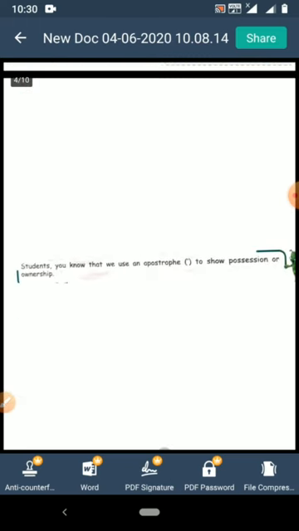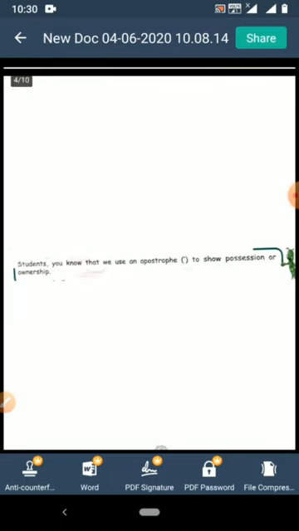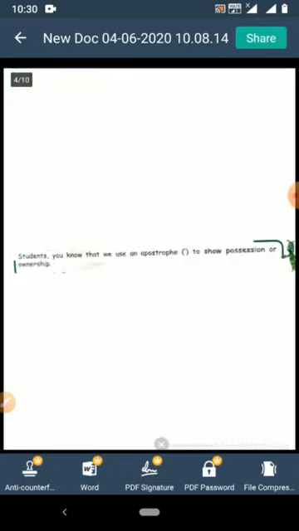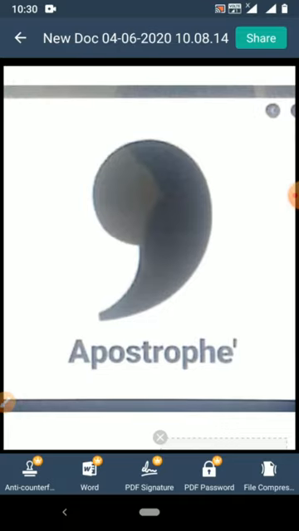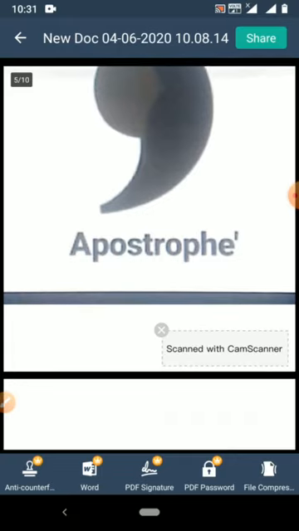Now, students, you will again revise what an apostrophe is. Students, you know that we use an apostrophe to show possession or ownership. This is the apostrophe sign. An apostrophe looks like a small hook. Think of an apostrophe as a hook reaching out to take ownership of the nearby object, without the little hook grabbing onto the S on the next word. The noun is simply pluralized, and the sign of an apostrophe shows the possession.